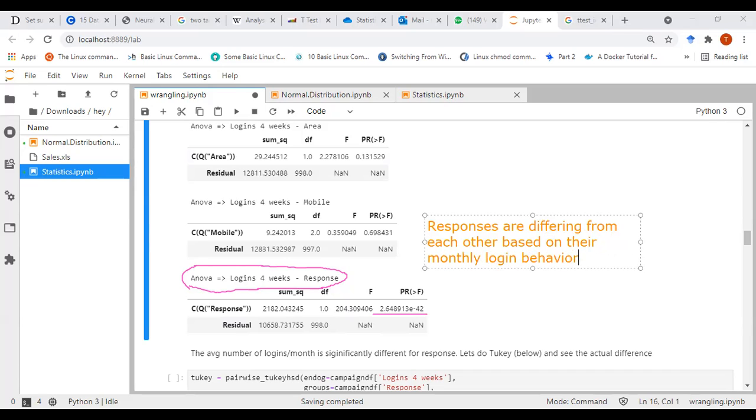Now you will plot this and determine, for the people who are responding yes, what is their average login? And the people who are responding no, what is their average login? That is your assignment that you have to do.